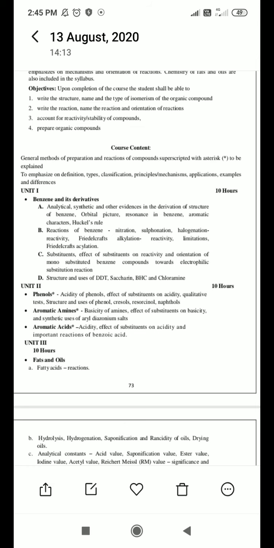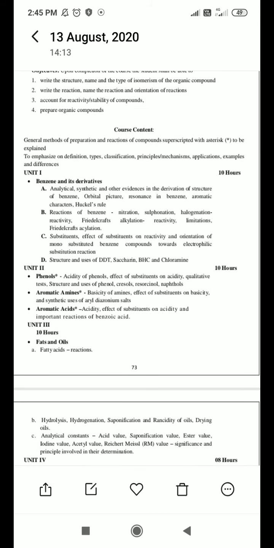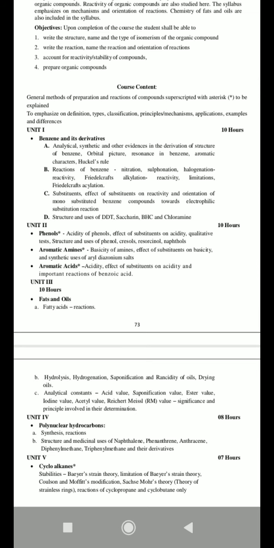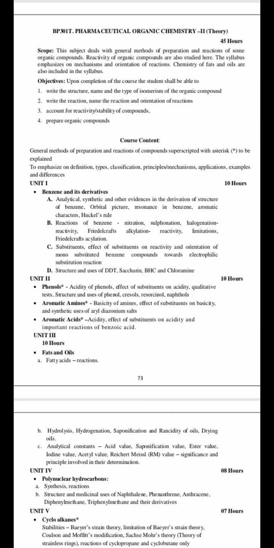Okay. You see course content. The general method of preparation and reactions of compounds superscripted with an asterisk are to be explained, means whenever a star mark is given there, at that point we should know the method of preparation, means how to synthesize that compound, and what are the different reactions involving that compound. This shall be understood by you. I think the star mark is on phenols, aromatic amines, aromatic acids, and lastly in unit 5, cycloalkanes.